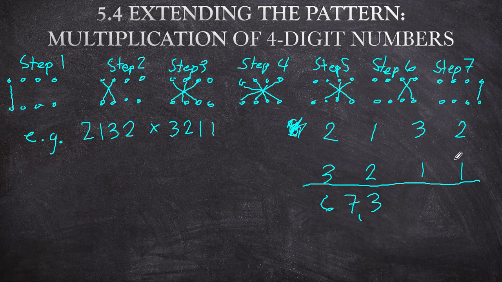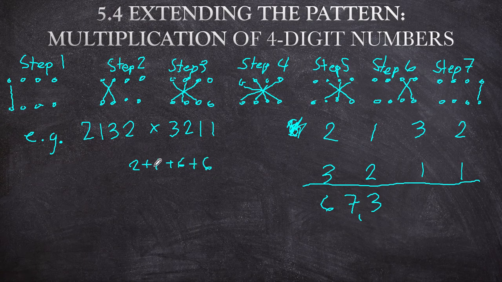2 times 1 plus 1 times 1 plus 3 times 2 plus 2 times 3. So let's write it over here. 2 times 1, thousands by ones, is 2. 1 times 1 is 1. 3 times 2 is 6. And 2 times 3 is also 6.